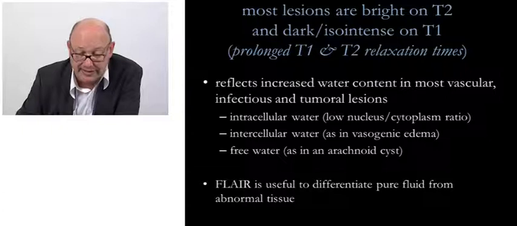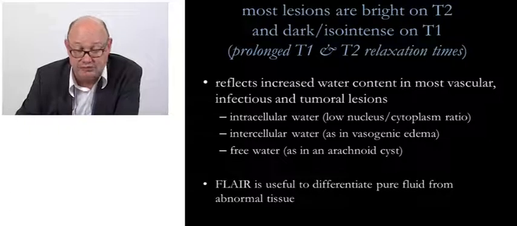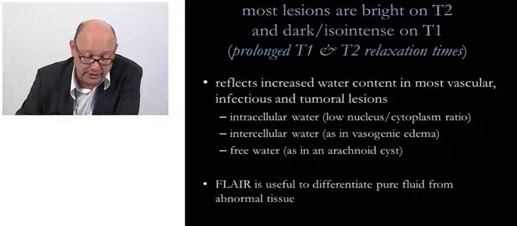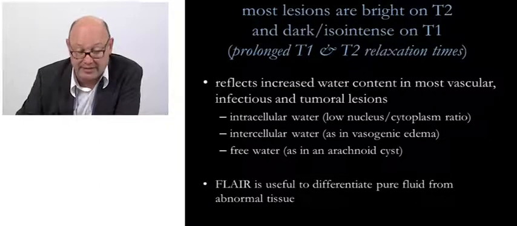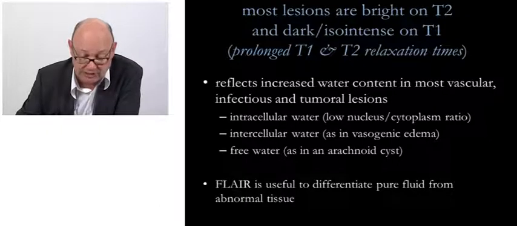They reflect an increased water content in most vascular, infectious and tumoral lesions. This is due to the presence of intracellular water with a low nucleus to cytoplasm ratio, or due to intercellular water like you have in vasogenic edema. Free water, like you have in arachnoid cysts, also will show bright on T2 and dark on T1.